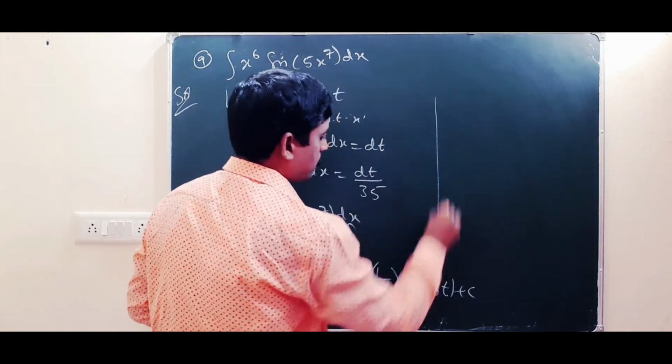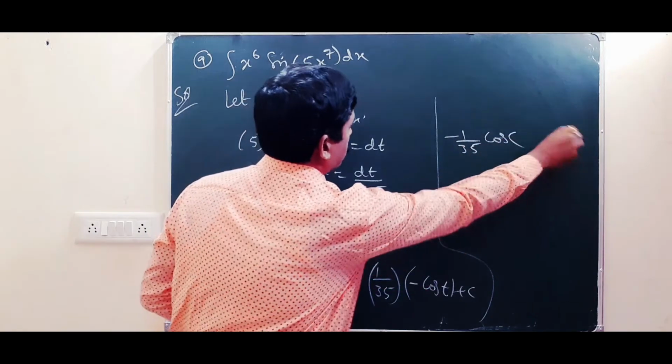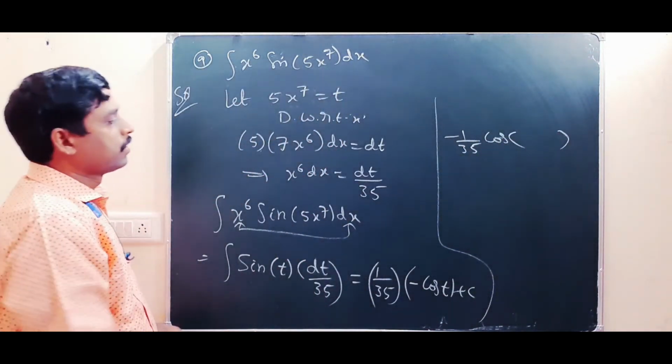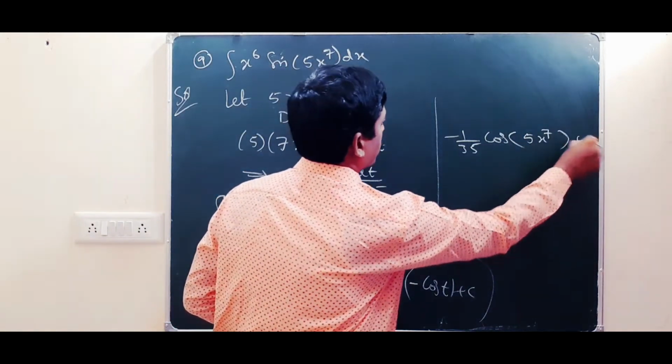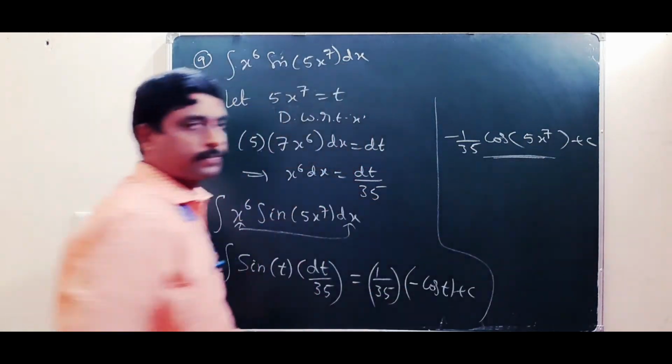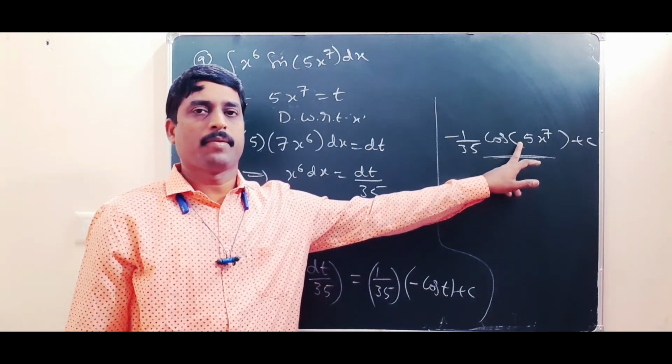So what is the answer? Minus 1 by 35 cos, and in the place of t we should write 5x to the power 7. So the answer is minus 1 by 35 into cos of 5x to the power 7 plus c.